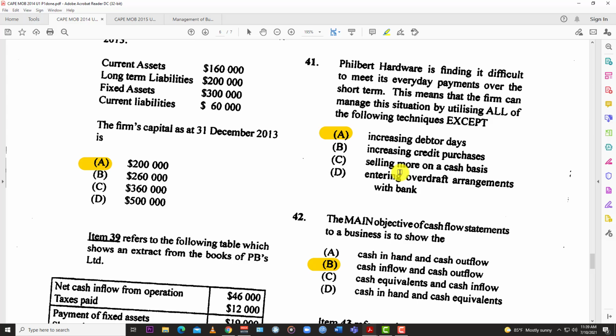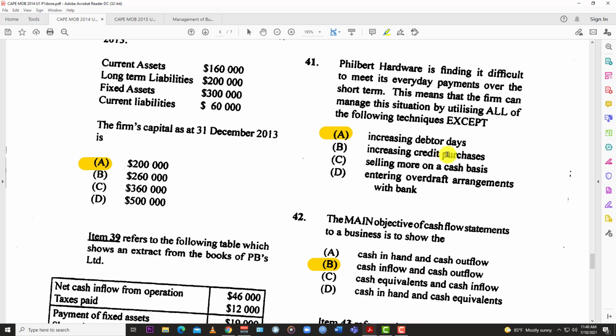Because if you sell more on a cash basis, then you're going to get more cash in hand. That's good. Entering an overdraft arrangement, that is good. You have some cash, some current assets, some liquid cash at hand a little faster. But if you increase the debtor days, then that is not going to help you, because that would further exacerbate the situation. Instead of, let's say, the debtors paying you every 30 days, you increase that to 90, then the cash flow goes down the drain again.